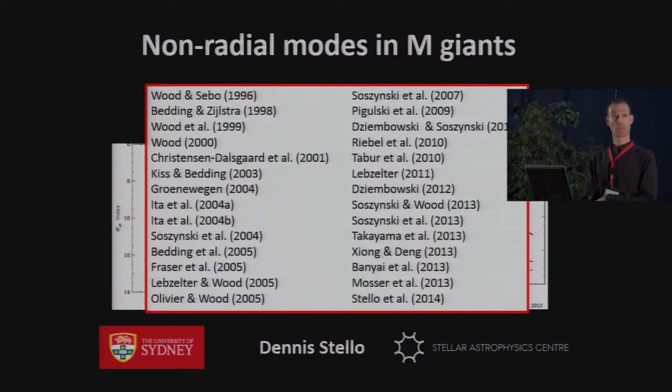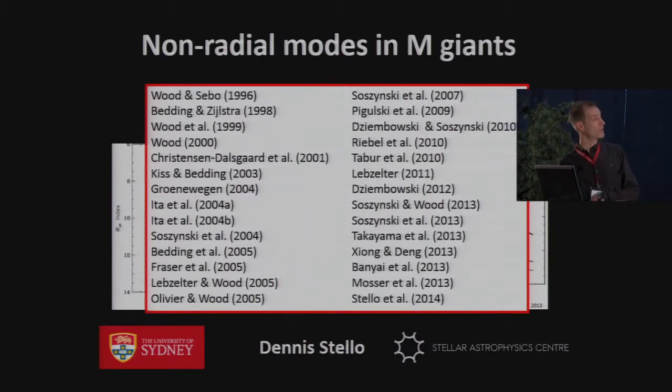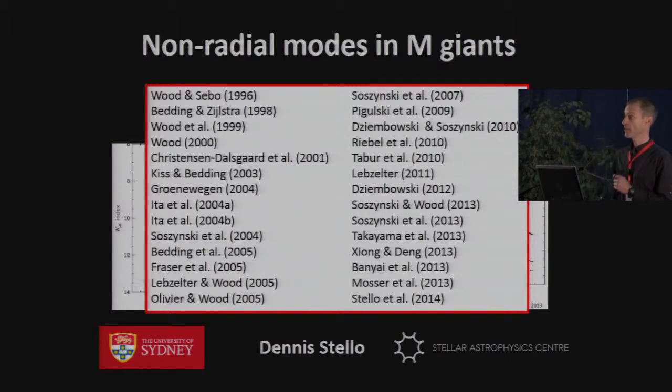Here's just a snapshot of some of the main papers that have been going on for that period of time. They have in common, many of them, that they have tried to explain the ridges, the structures that were believed to be modes, as being purely radial modes, with some limited success. And so over the last 5 to 10 years, there's been increasing support and evidence that non-radial modes play a role.